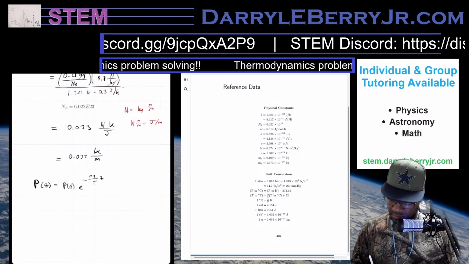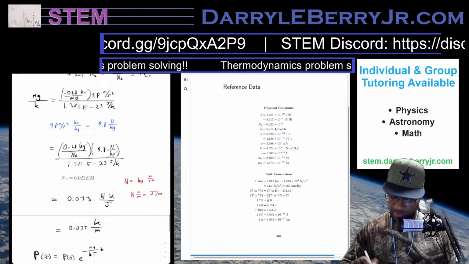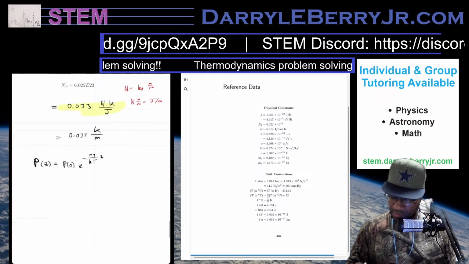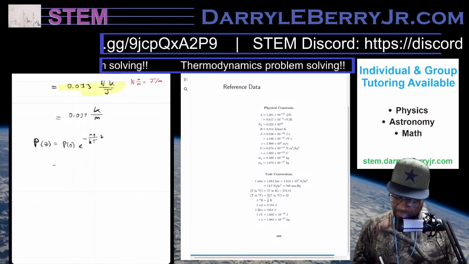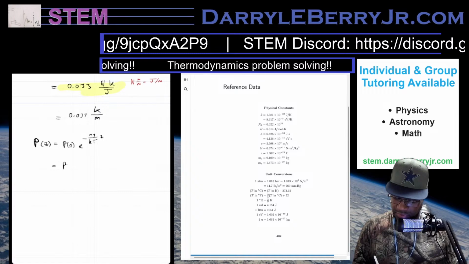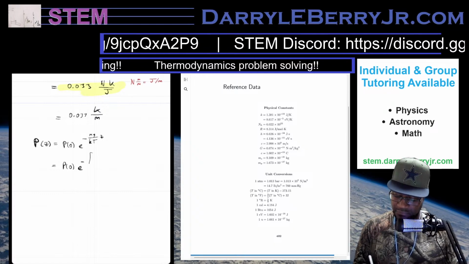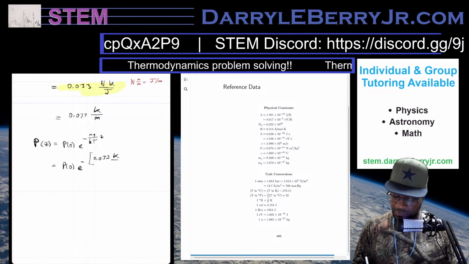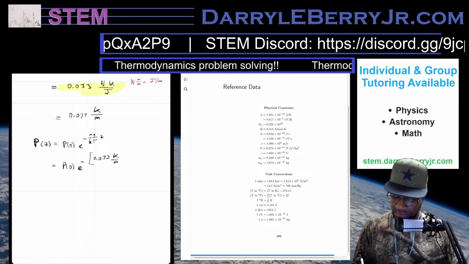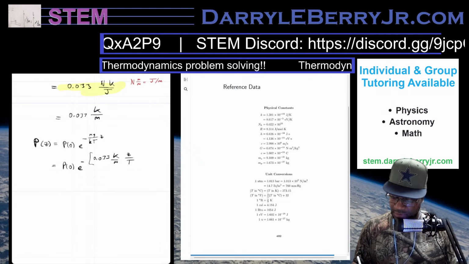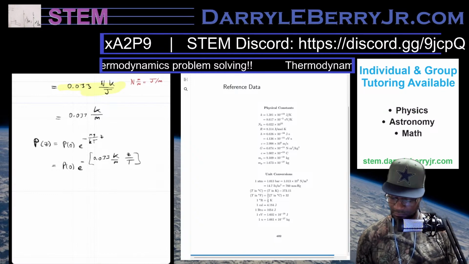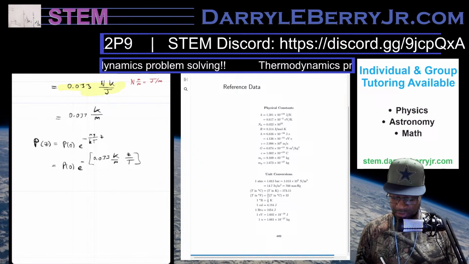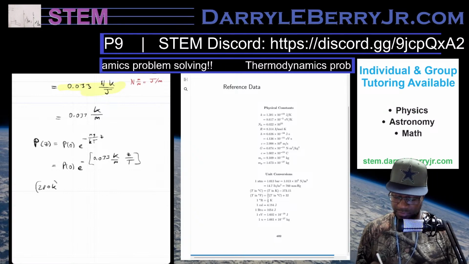The Boltzmann constant. And most of these we got figured out here. So that becomes P0 e to the negative 0.033 Kelvin over meters times Z over T. All right, so we make the temperature, I believe we said 280 Kelvin.